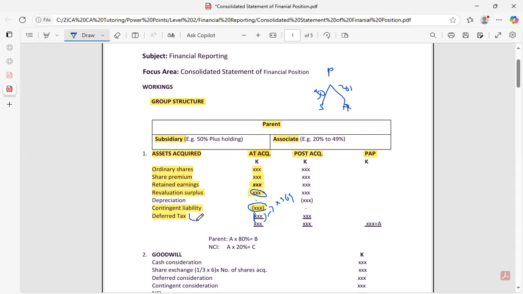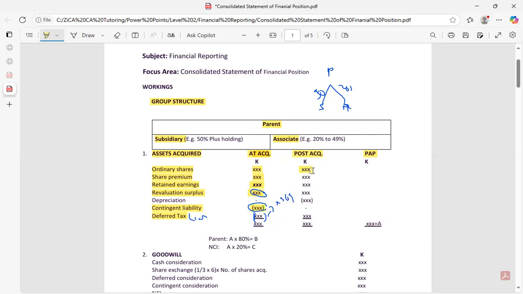That's if it's a deferred tax liability. If a deferred tax asset, that's if this was a revaluation loss, then you're going to have a tax asset. And then post acquisition, what do we have at post acquisition? These are all the figures in the statement of financial position for the subsidiary.